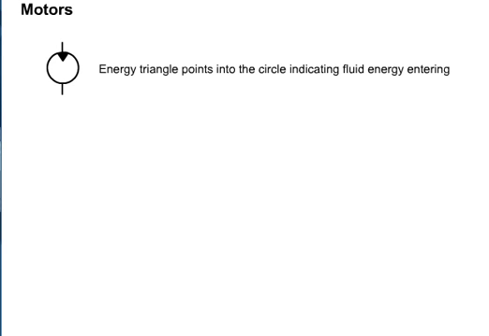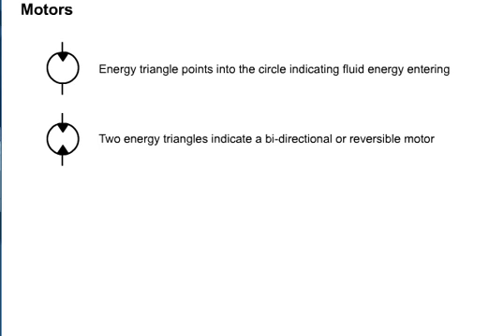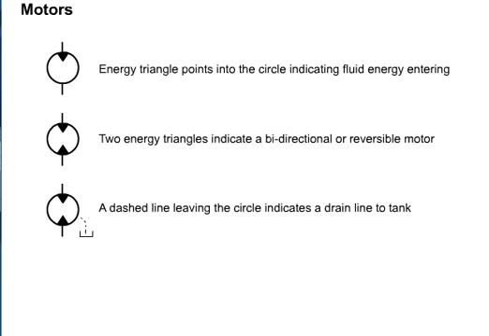Motors. Hydraulic motor graphic symbols are opposite of hydraulic pumps, their difference being the energy triangle points into the circle, indicating fluid energy entering. Two energy triangles pointing in indicate a bidirectional or reversible motor. As with pumps, many hydraulic motor designs have internal leakage. A dotted line leaving the circle indicates a drain line to the tank.